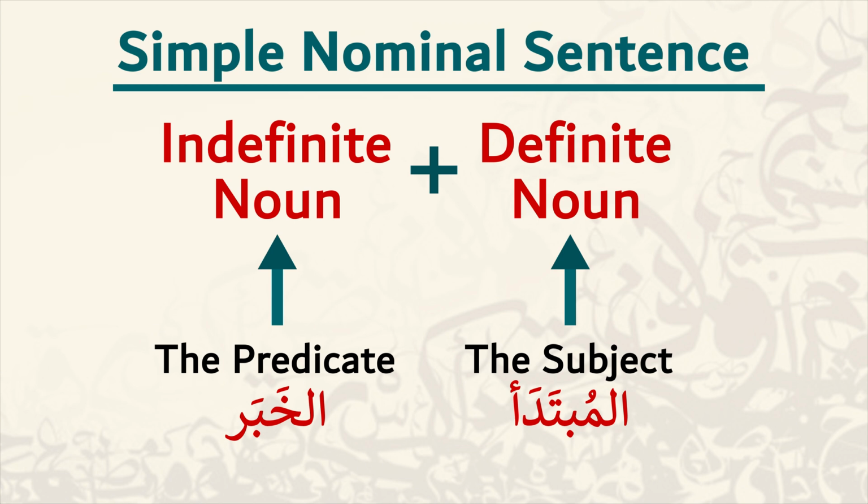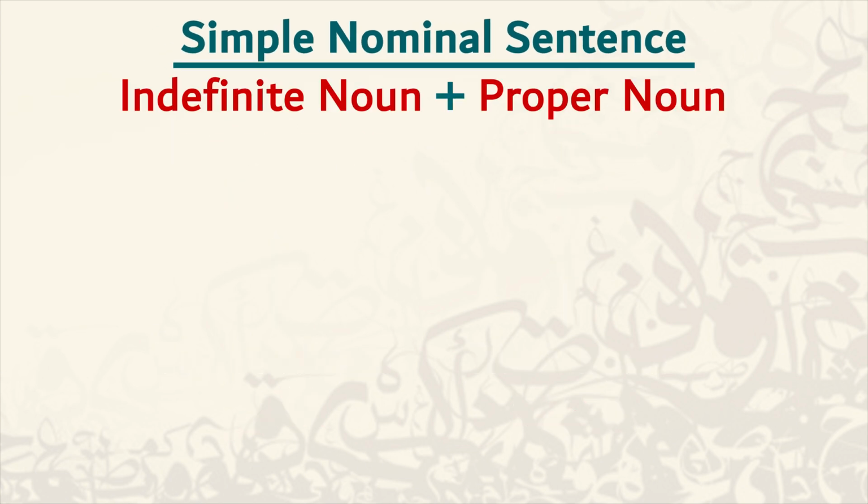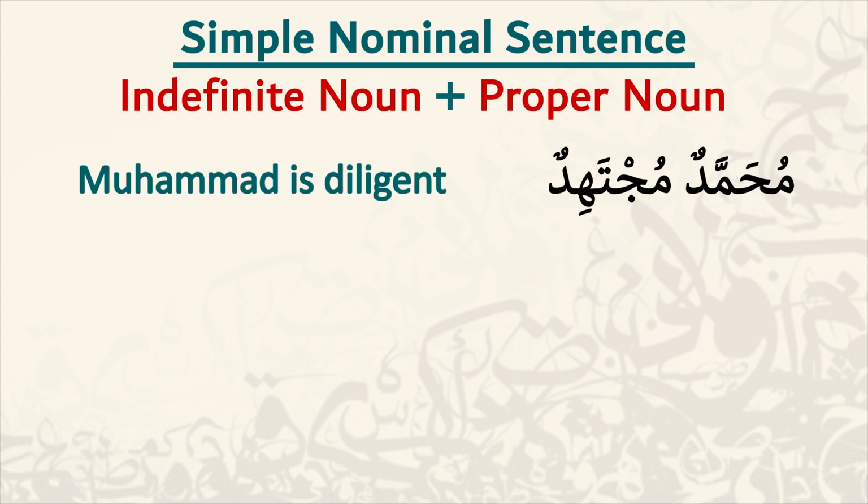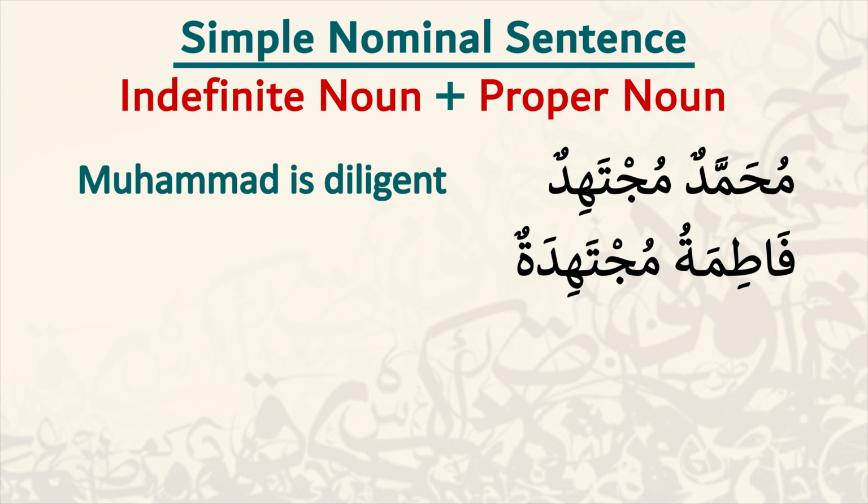The subject could be a proper noun like محمد مجتهد. Muhammad is diligent. فاطمة مجتهدة. Fatima is diligent. As we mentioned, the predicate is following the subject in number and gender. That's why we added تاء مربوطة here to make it feminine.